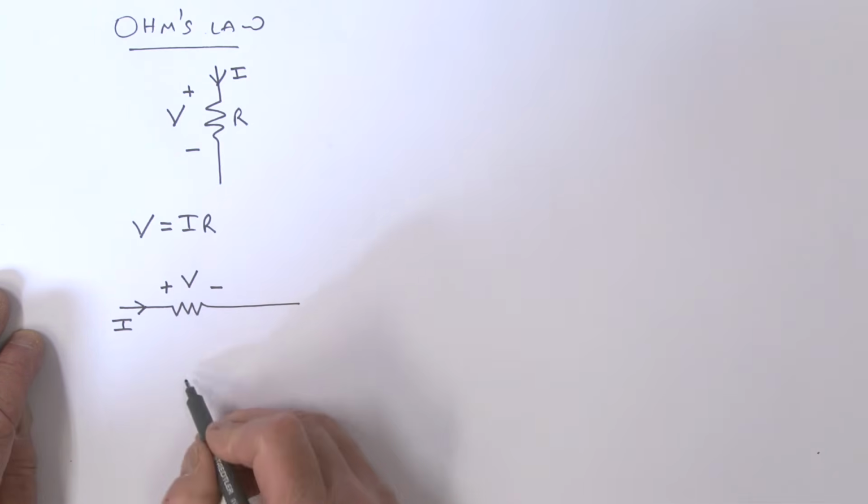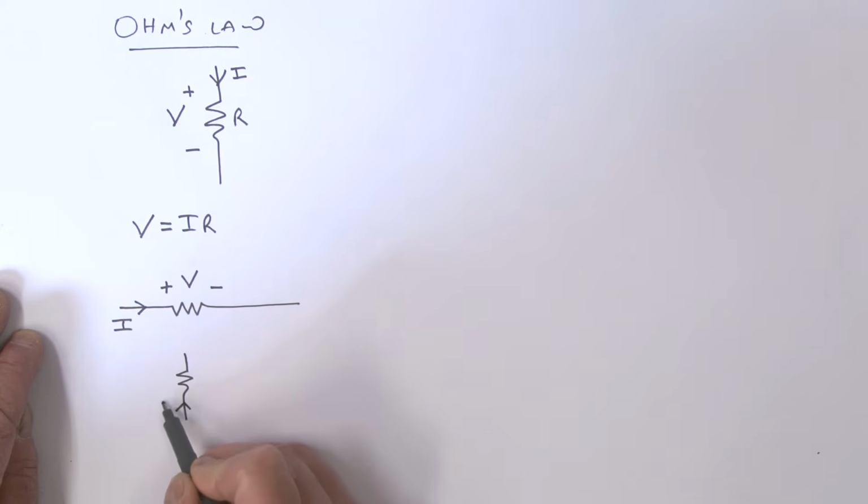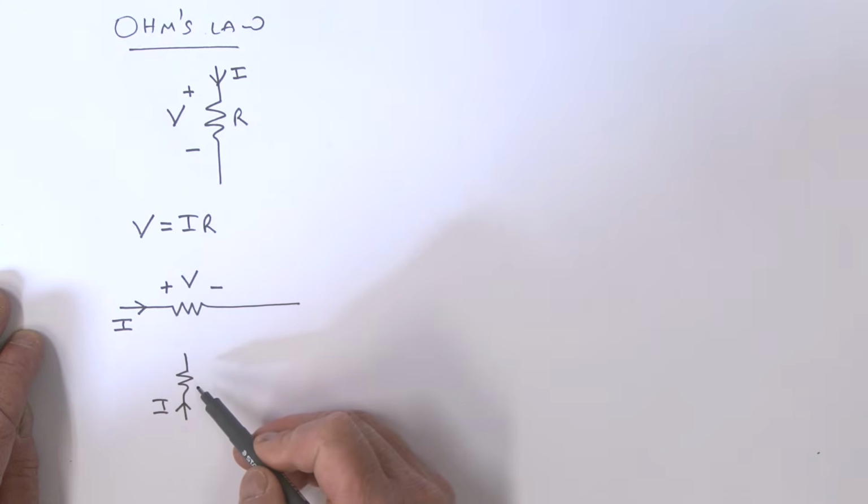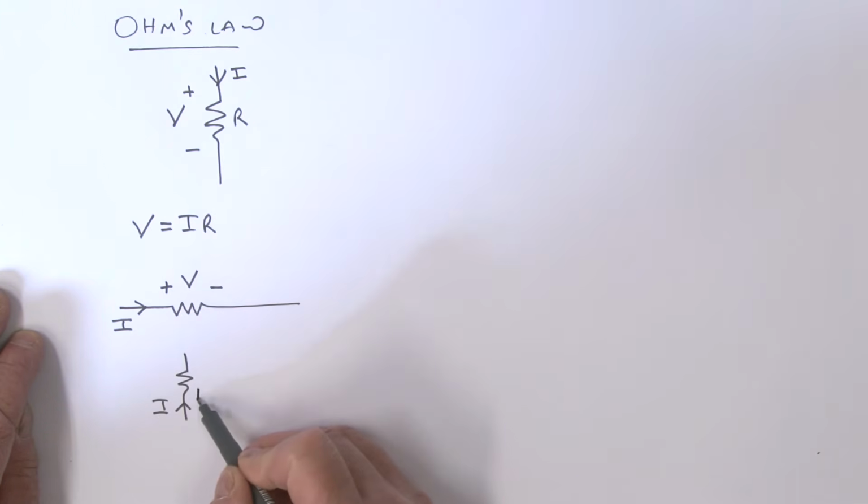So in other words, let's take another example. Let's say I have a resistance here. Let's say the current is flowing in this direction. Once again, we're going to call it I. How would I label my voltage across that component, that resistor? Well, I'm going to label it plus, minus, and I'm going to call it V.